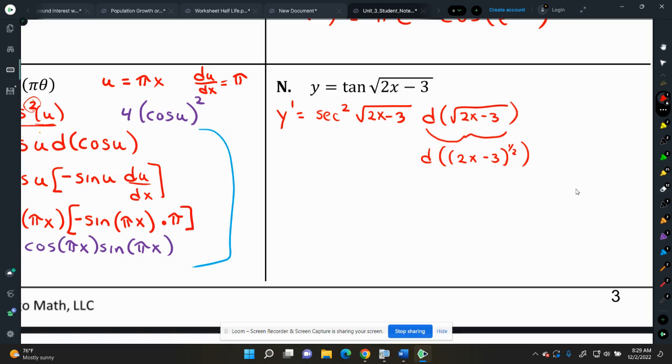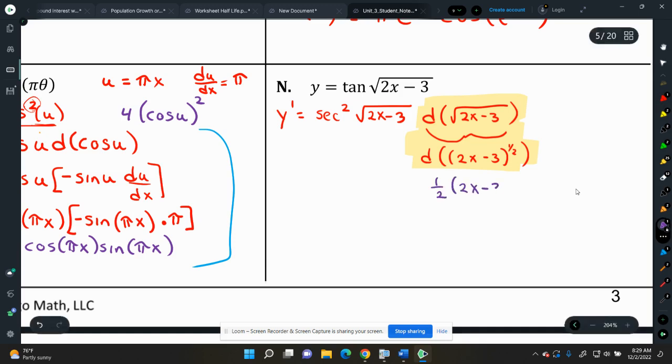Okay, so now we're working on the inside part. So this is another chain rule. So the outside is going to be what on this chain rule? 1/2 times 2x minus 3, and this is going to change to negative 1/2. And then the inside is what? 2. Okay.